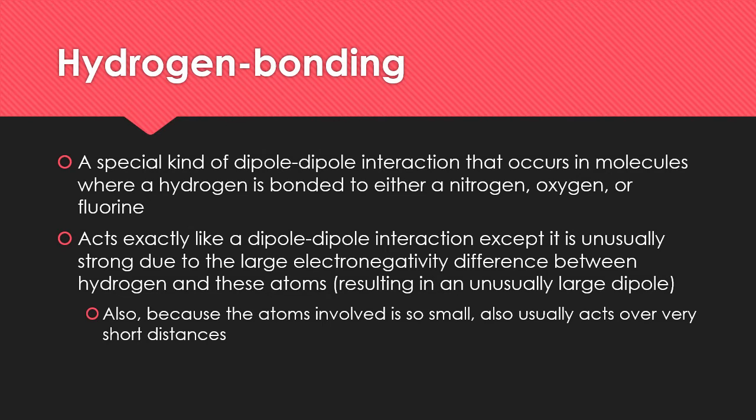Hydrogen bonding is another of the three main intermolecular forces. This is actually a special case of the dipole-dipole interaction. It occurs in polar molecules where there is a hydrogen that is bonded to nitrogen, oxygen, or fluorine, atomic numbers 7, 8, and 9. This acts exactly like the dipole-dipole interaction, where the partial positive attracts the partial negative.